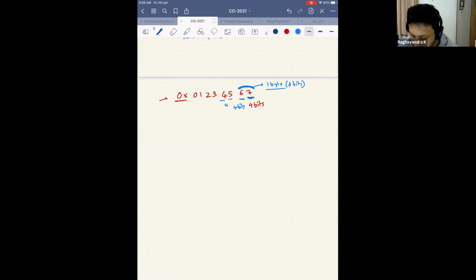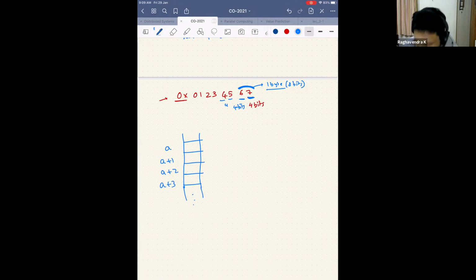So it's 1 byte, and I can represent this value using 4 bytes, right? Now I have a memory which is something like this. Of course, I'm just writing it vertically, but it can be horizontal also. It's just representation. So this is address A, this is address A plus 1, this is address A plus 2, and so on.